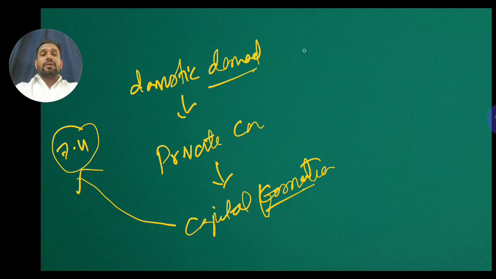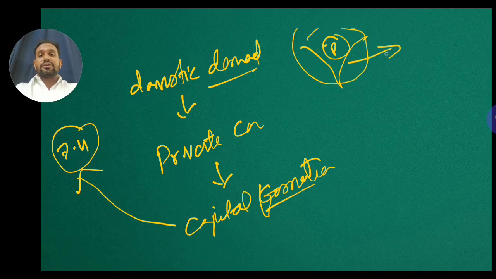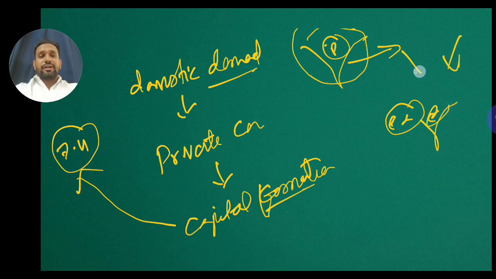What is the meaning of domestic demand? Any demand, demand for goods which are produced in our country and demanded by the population, is called domestic demand. Any demand for goods and services within the territory of the country is called domestic demand. External demand is the demand which is coming from outside. Let's suppose for cotton, a lot of countries purchase, so for cotton the external demand is more.